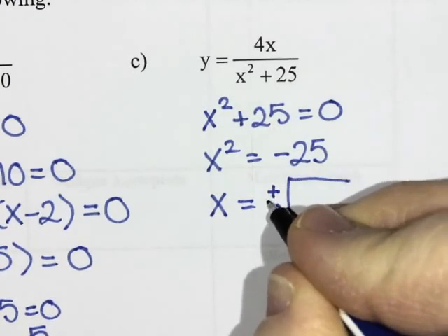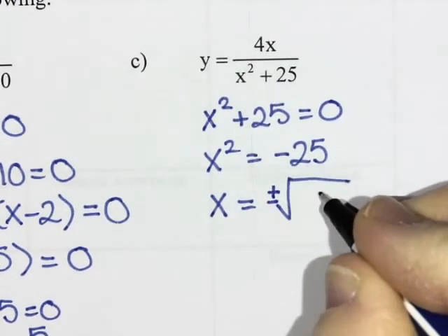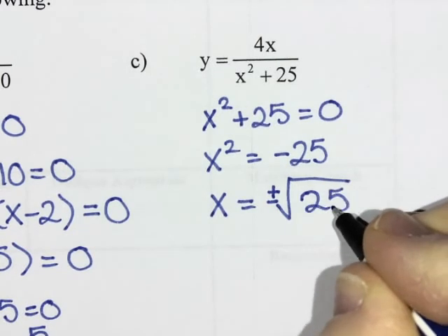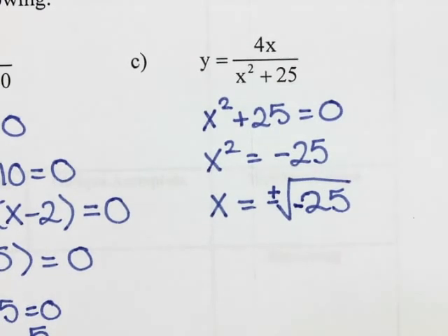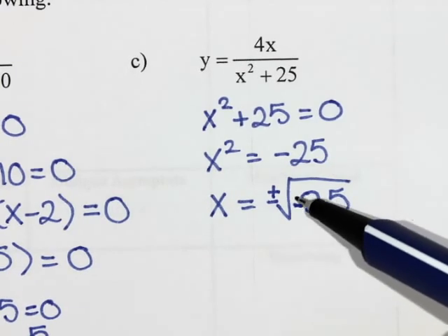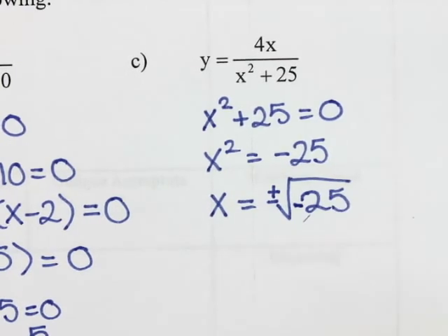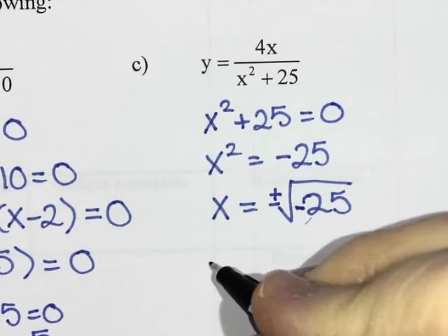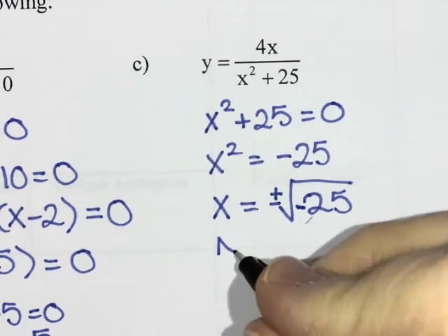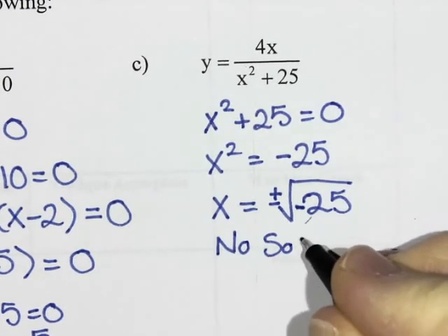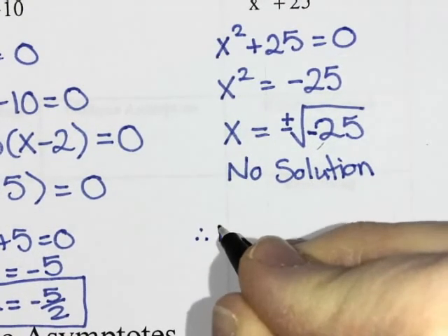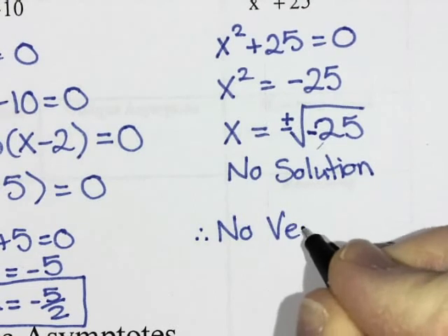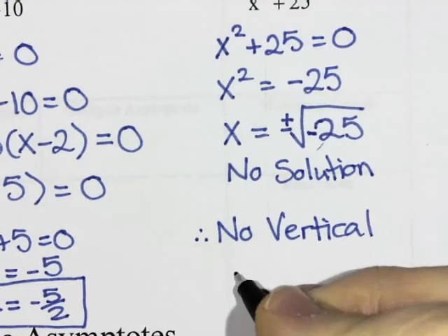And I always get a positive and a negative answer if it's an even numbered exponent. So I have plus or minus the square root of not 25, but negative 25. So I can take the square root of 25, that's 5. But I cannot take the square root of negative 25. You cannot square root a negative number. So this actually has no solution, which means there are no vertical asymptotes. So I am just going to write no solution, and then therefore no vertical asymptotes.